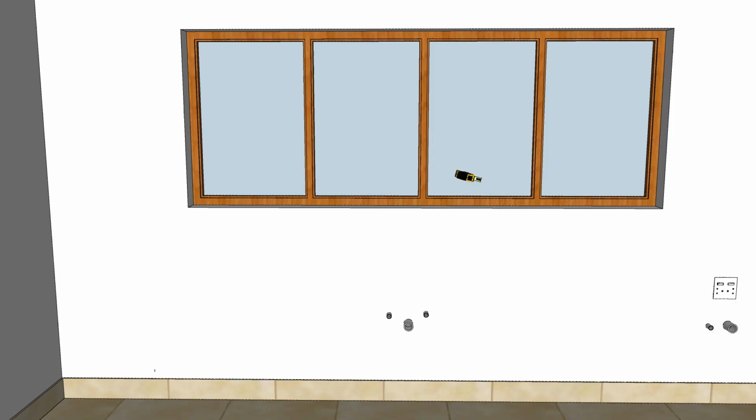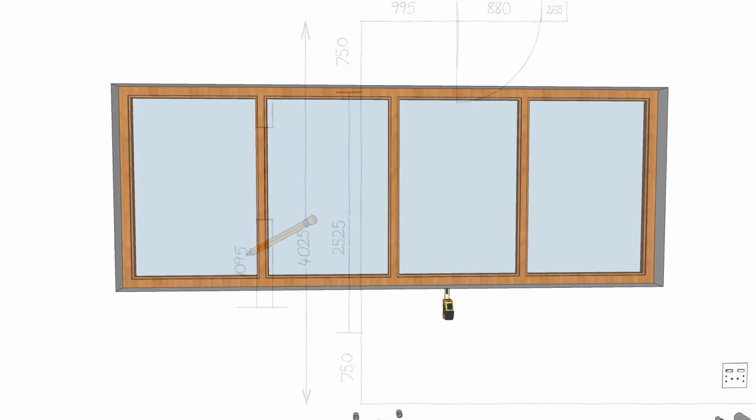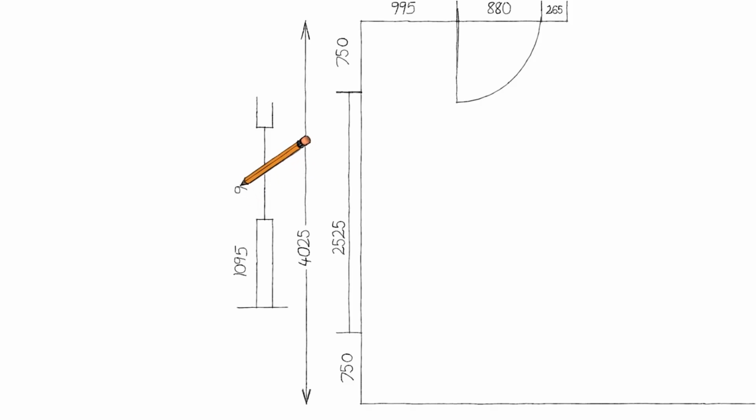Also measure the window sill height. To indicate this on your line drawing, draw a window section next to the window, showing the window sill and the window. Write the window sill height in. Now measure the window height, and write that in.